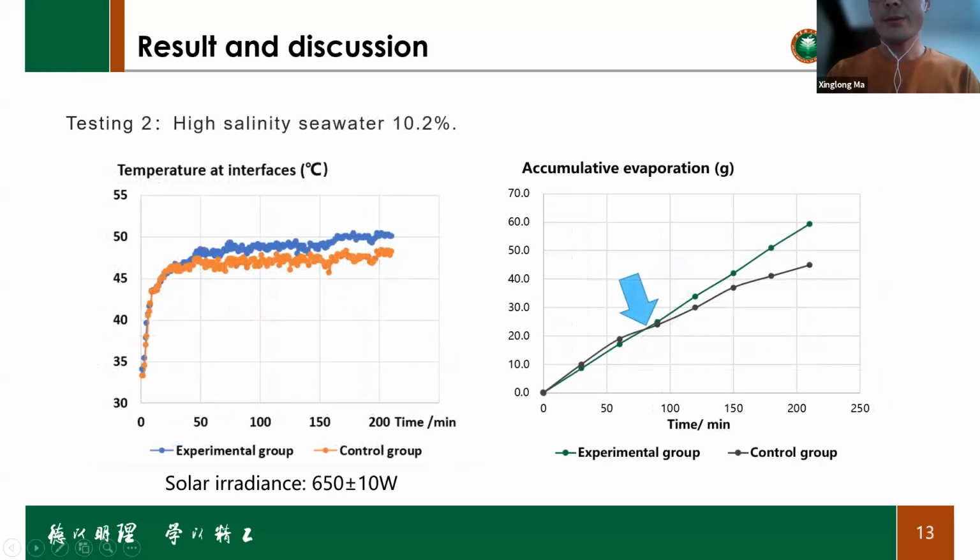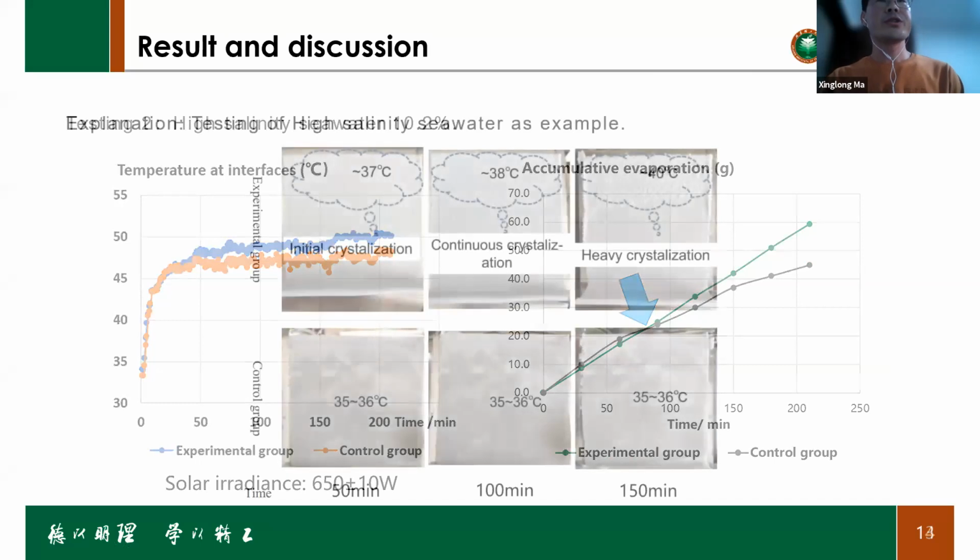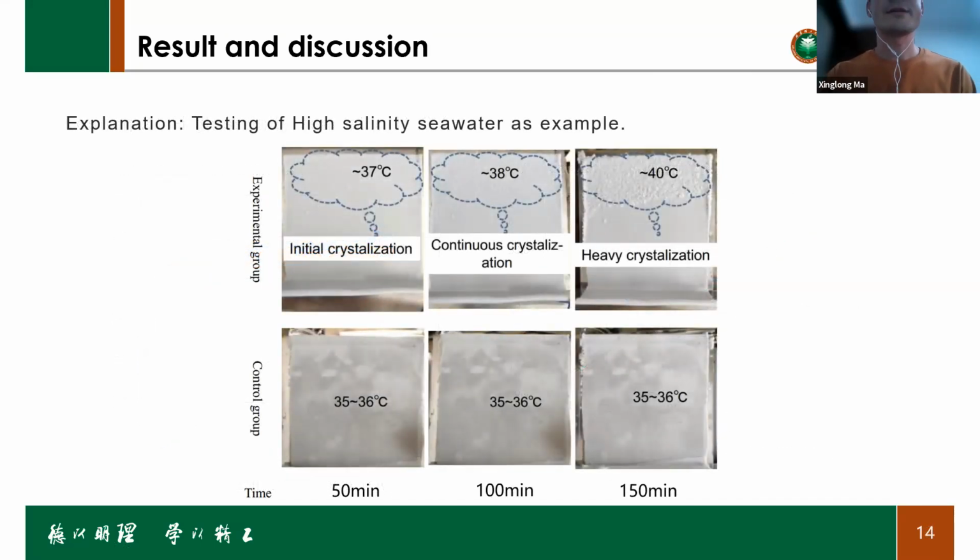Then we set another test. We use high salinity seawater to test again, and the same phenomenon can be observed. Because the salinity is high, the scaling also becomes earlier and faster. Then we choose the second test as an example to make an explanation.